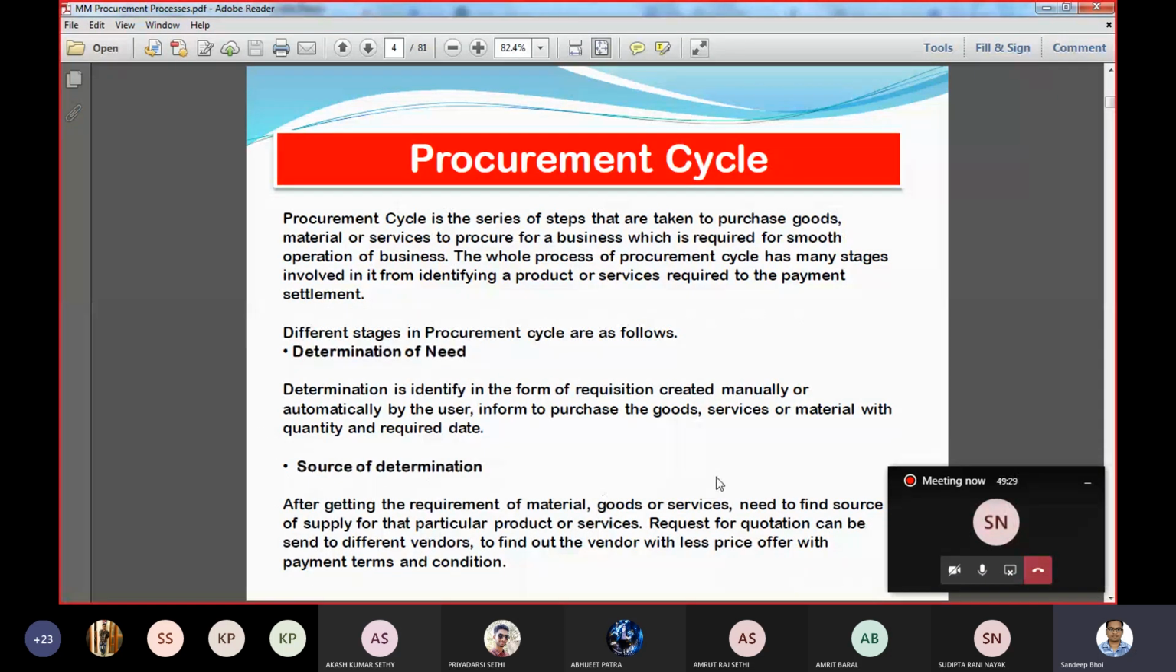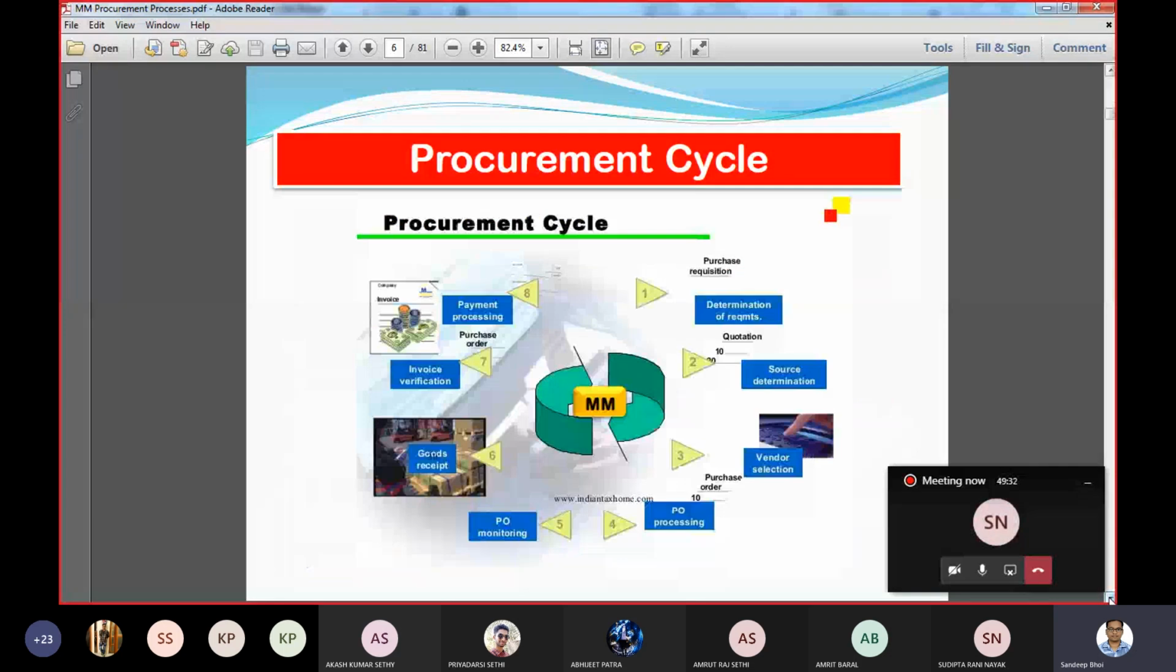Hopefully you have understood what I mean to say. Or in this procurement process, if anyone has any doubts or anything to ask, you can ask me now.